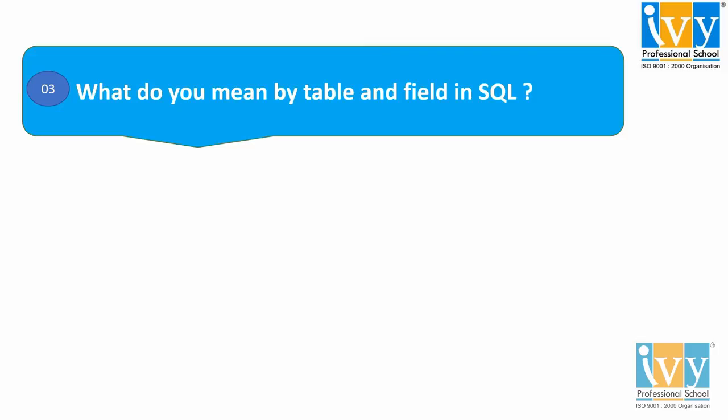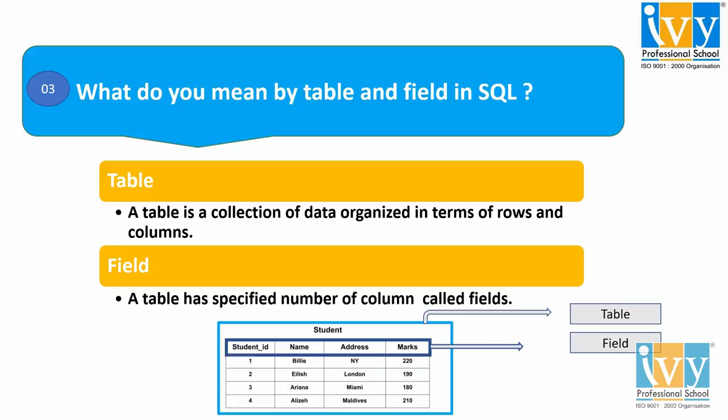Moving to our third question. What do you mean by a table and a field in SQL? A table is a collection of data organized in terms of rows and columns. In the picture, you can see an example of a table, and the name of the table is student. It is organized data in terms of rows and columns.